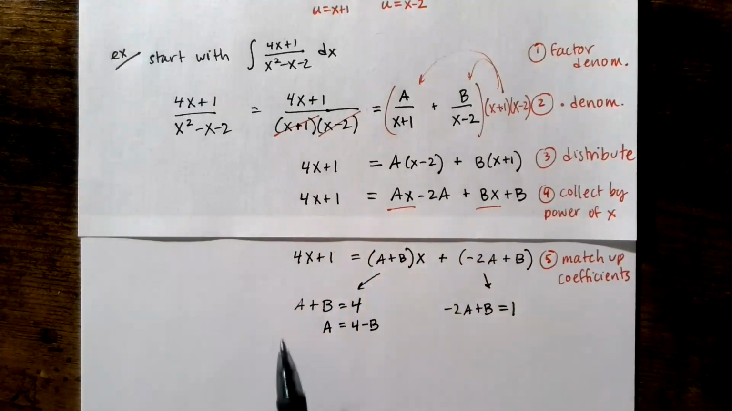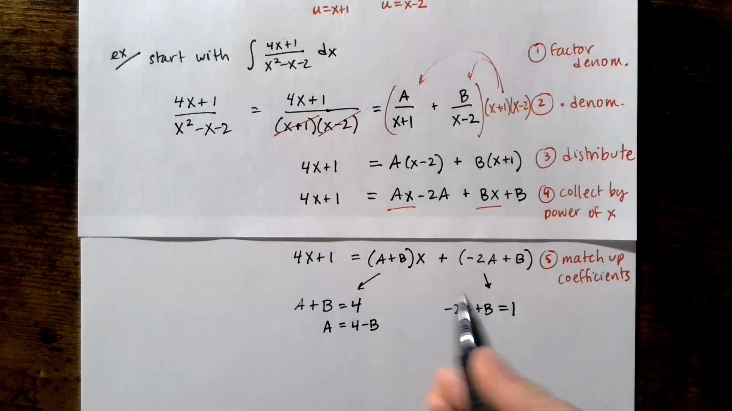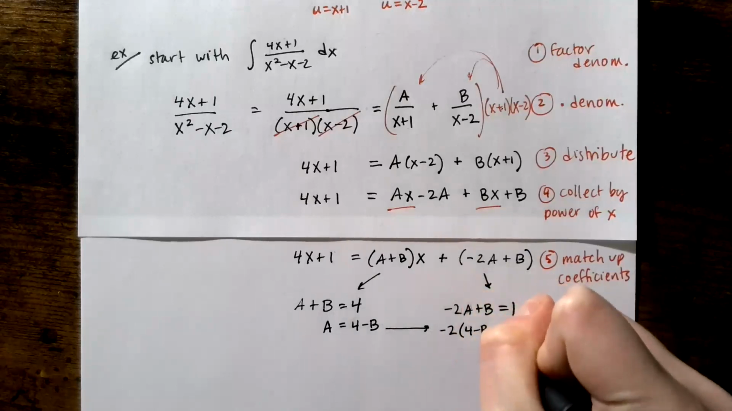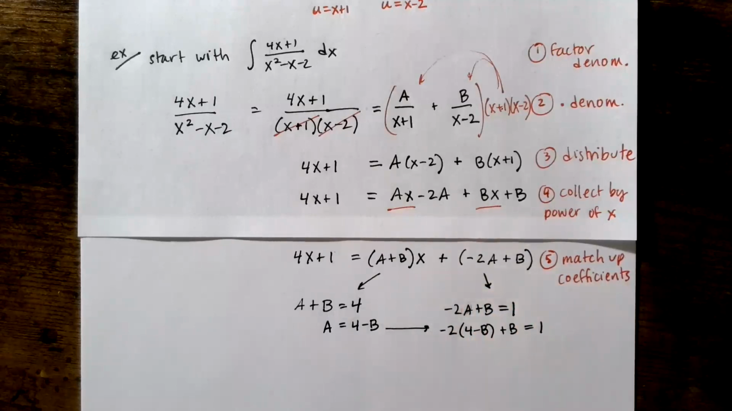So I'll take this first one and solve it for A by subtracting B from both sides, and I get that A equals 4 minus B. Now I'm going to bring it over here and plug this in for A right here. So I have negative 2, and instead of A, I write 4 minus B. The rest of that equation stays the same. And this is something I can actually solve for the value of B now. So I'll distribute the negative 2.